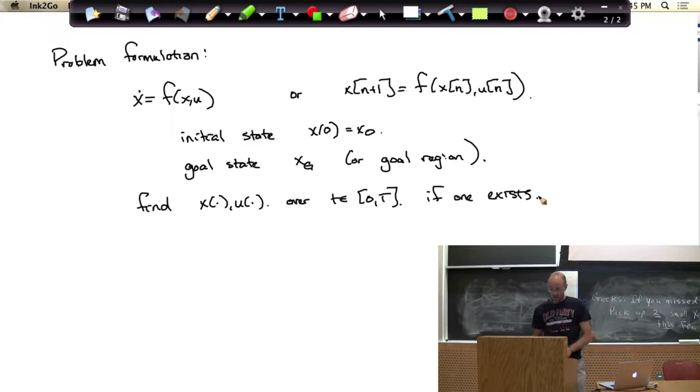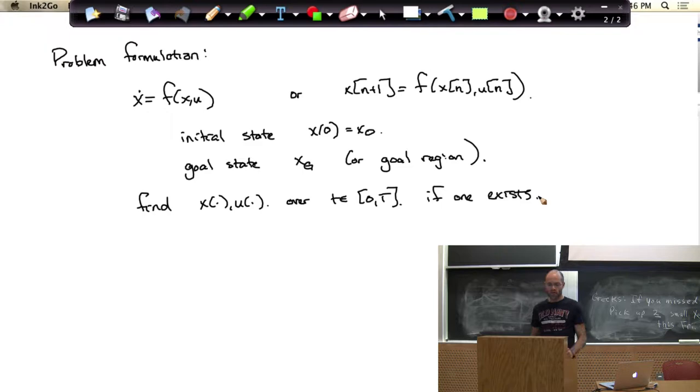So the algorithms we'll talk about here are going to potentially scale to complex robots. Potentially giving some guarantees of completeness, but we're going to give up certainly global optimality, and we'll think about what it means for local optimality.